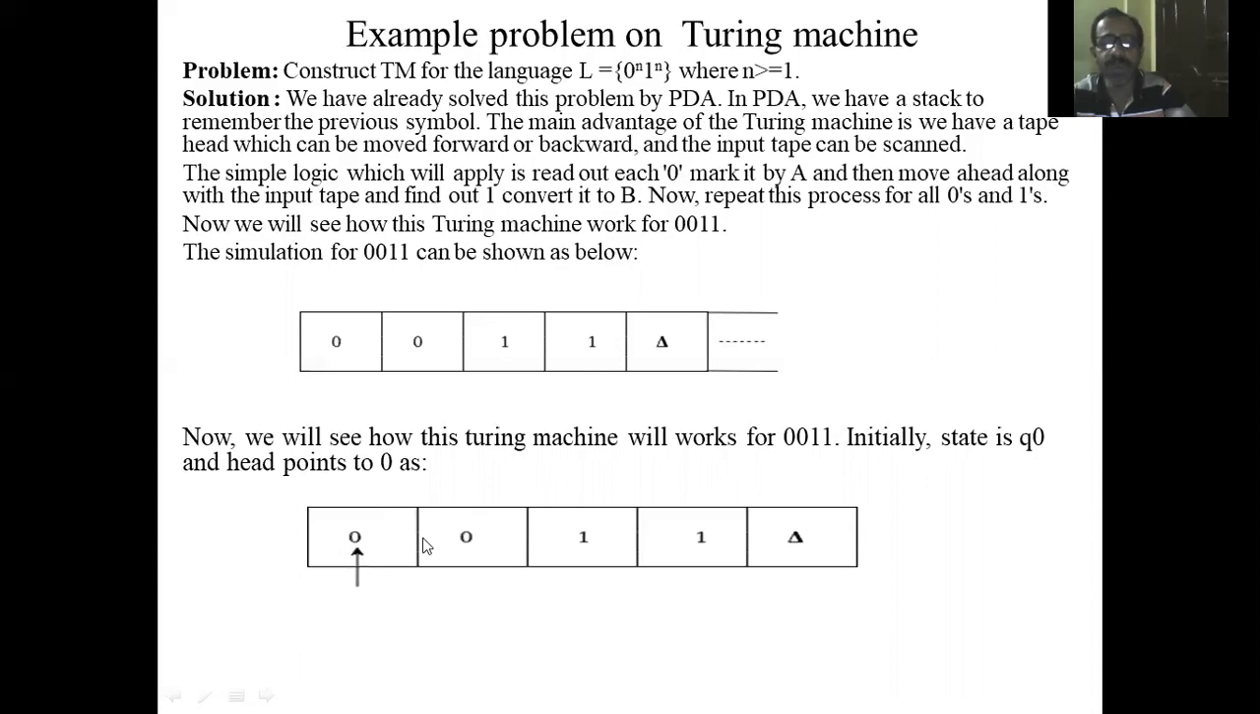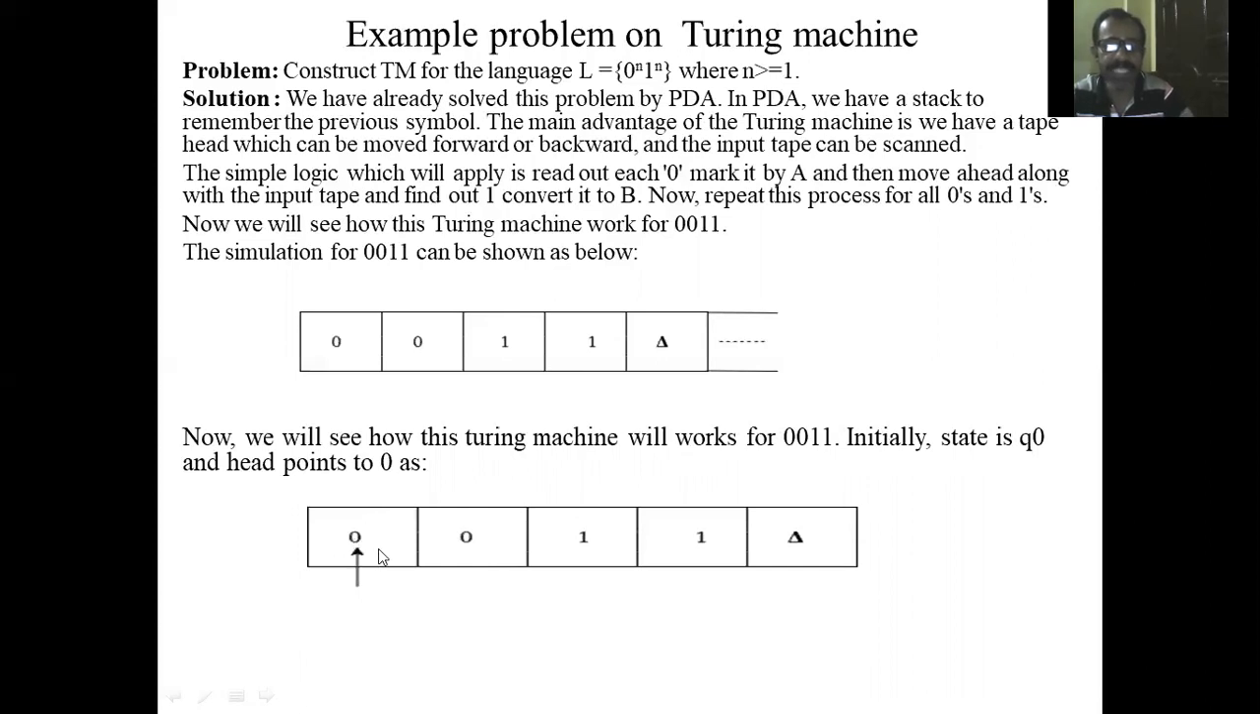So here we need to oscillate between zeros and ones, left and right, and our target is replacing all zeros with capital A and all ones with capital B. Now use one transition. Initial transition, delta of Q0 on 0 is equal to, here we are performing the operation on 0 because we are replacing 0 with capital A.